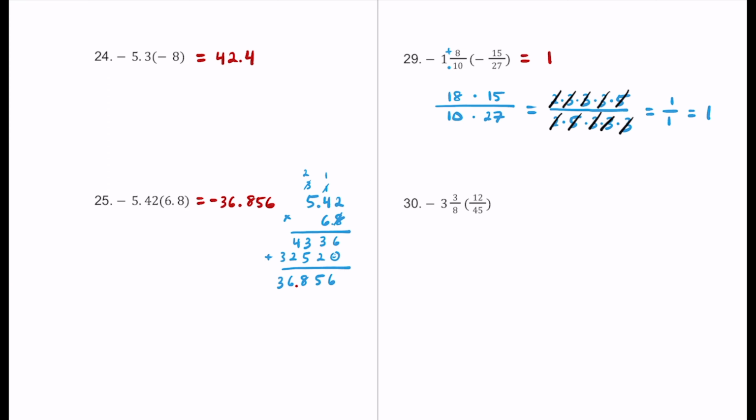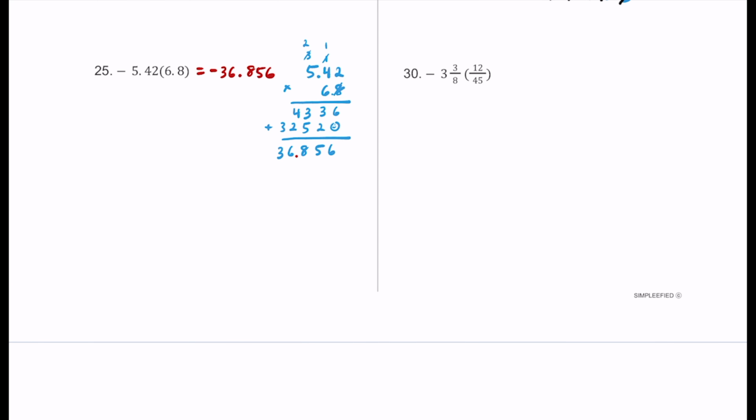For number 30, we have this negative 3 and 3/8 multiplied by 12/45ths. Let's go ahead and turn this mixed number into an improper fraction. So 3 times 8 is 24. 24 plus the 3 on top is going to be 27. So let's go ahead and write this out. We're going to be getting a 27 on top and an 8 on bottom. And we're going to multiply by a 12 on top and a 45 on bottom.